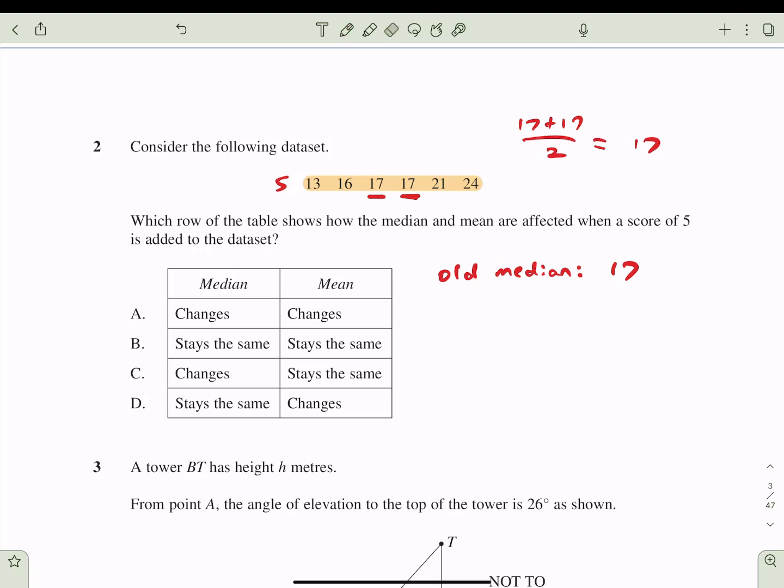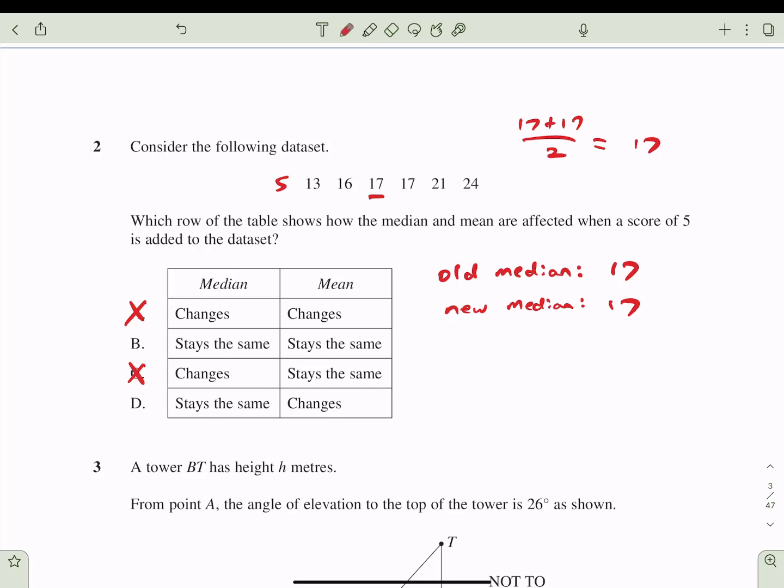Okay. Now, when I add in the number 5, that changes things because now I have an odd number of data values. And now that I have an odd number of data values, my median is simply just the middle one, and that's 17. So my new median remains as 17, which means that my median doesn't change, it stays the same. So let's get rid of option C and option A, because we now know that they are wrong.